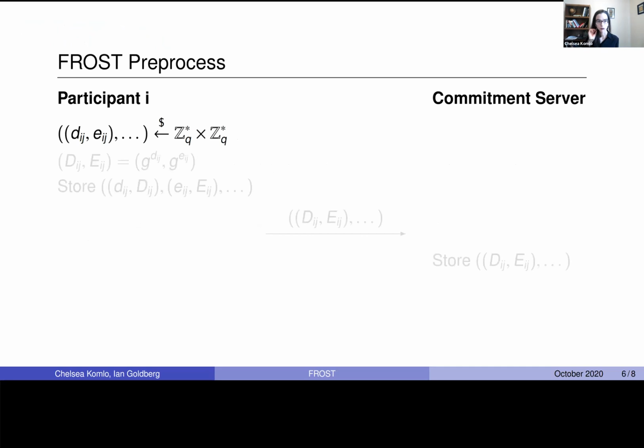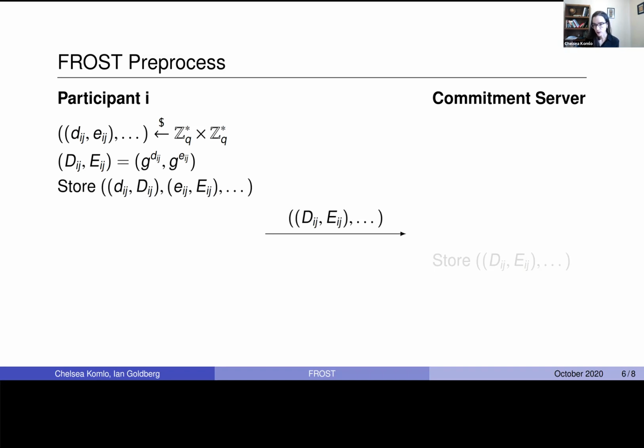So the first step for FROST signing is the pre-process step. Every participant will start by generating a tuple of 2 nonces, and then they'll generate 2 commitments to those nonces. They'll store these values locally, and then they'll publish their commitments somewhere. Here we show this as a commitment server, but again, this can be just the first round in the signing protocol where they would send these commitments to all of their participants.